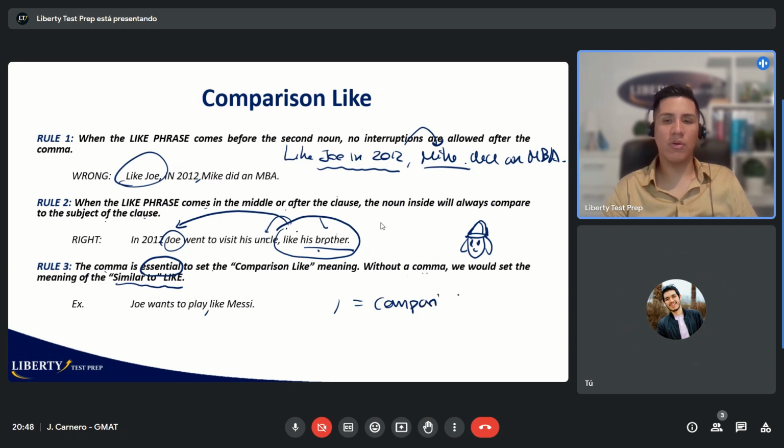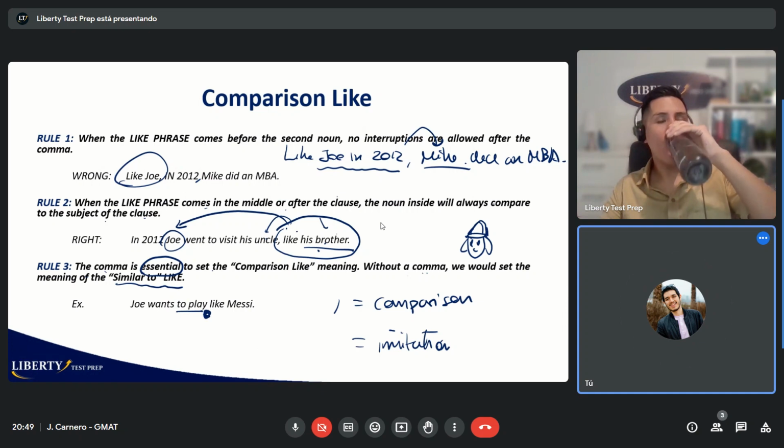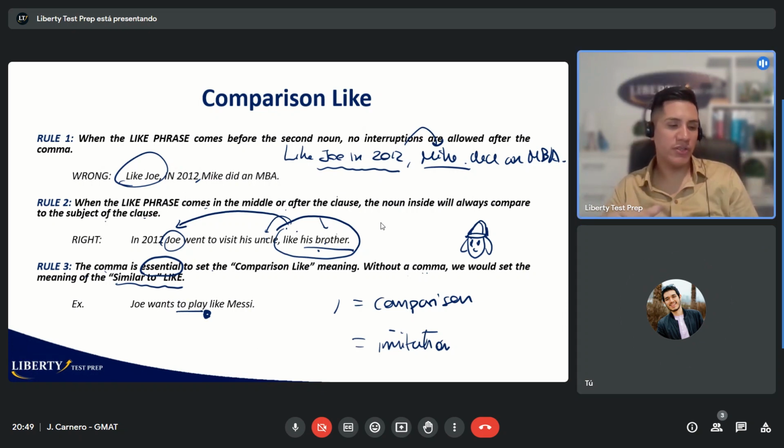So basically, it means that both of them want to do a certain action. In this case, both of them want to play. But if you don't have a comma, it's not a comparison. No comma means imitation. So this guy Joe wants to play imitating Messi, the style of Messi. And it's also wrong because we should use such as, right? That's a different theory.